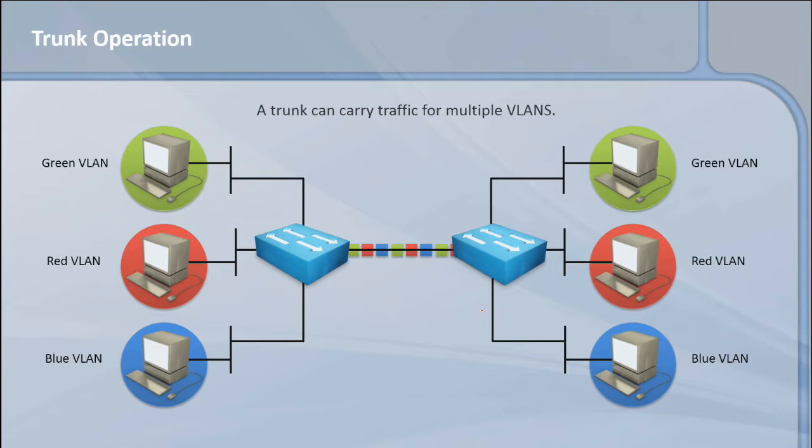And a trunk link is an Ethernet cable. So let's just say that this is Cat5e going between two switches.